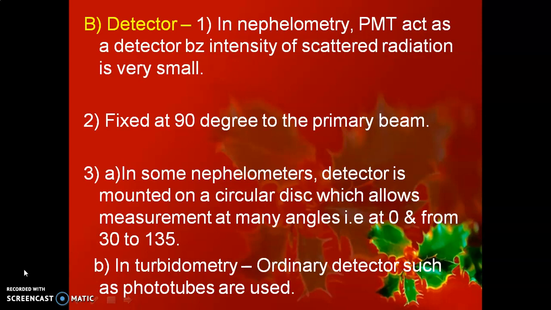This detector is fixed at 90 degrees to the primary beam. In some nephelometers, the detector is mounted on a circular disc which allows measurement at many angles, that is at 0 and from 30 to 135 degrees. In turbidimetry, an ordinary detector such as a phototube can be used.